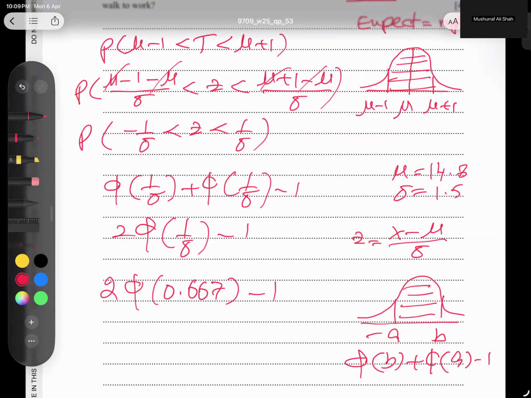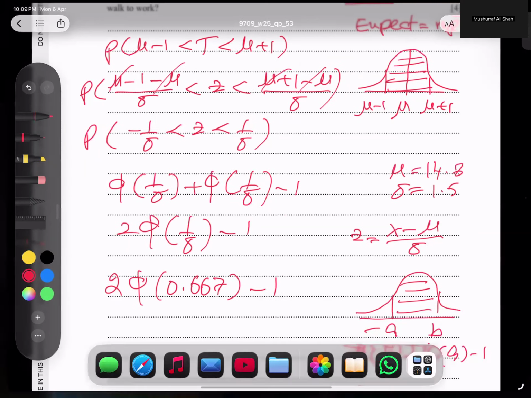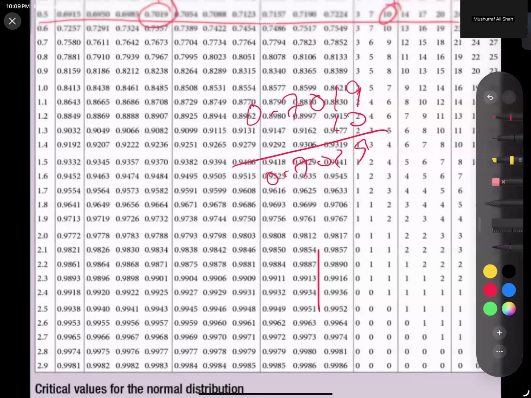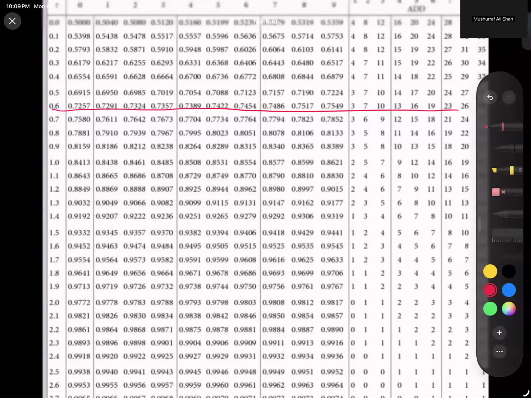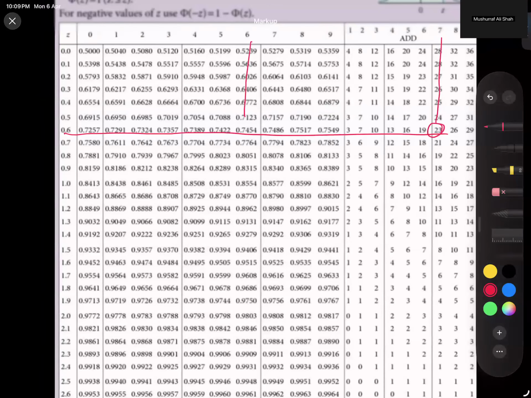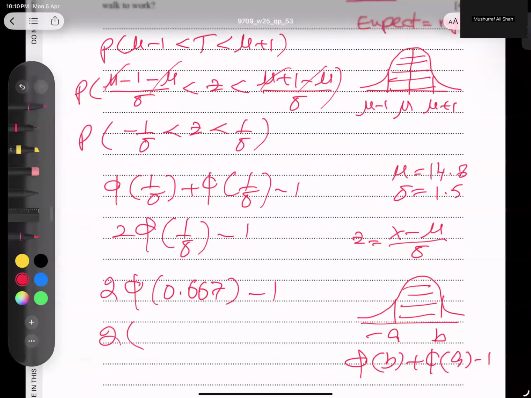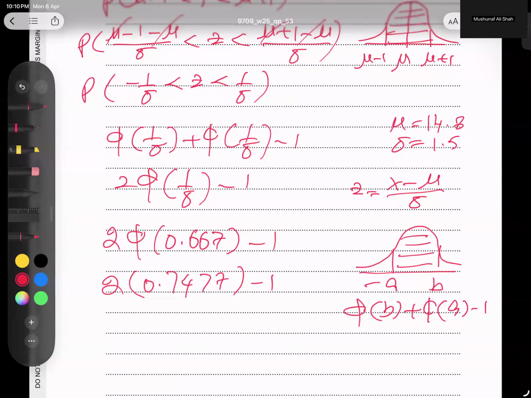Now if I check the table for 0.667, 6 from here and 7 from here, I get 0.7477. Then, typing in the calculator, 2 times 0.7477 minus 1, I get here, students, the probability 0.4954.